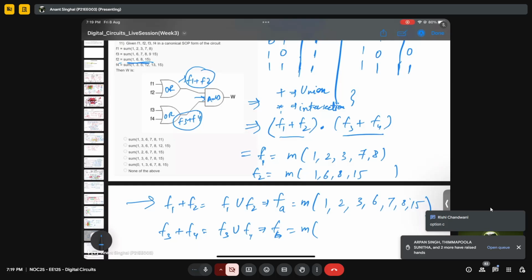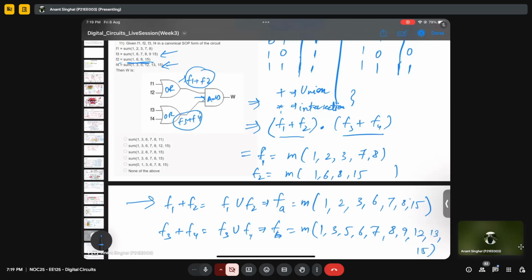Similarly for F3, F4, we can do it. You can see it here, F3, F4 are written here. So 1, 3, 5, 6, 7, then 8, 9, then 12, 13, 15. Is it clear to everyone? F3, F4 also? Please let me know if you have any doubts. Any doubts, anyone?